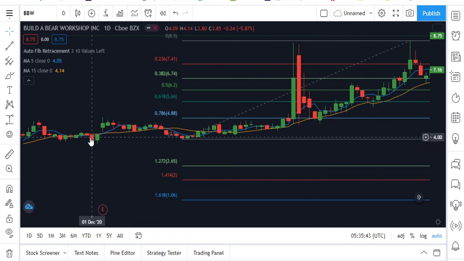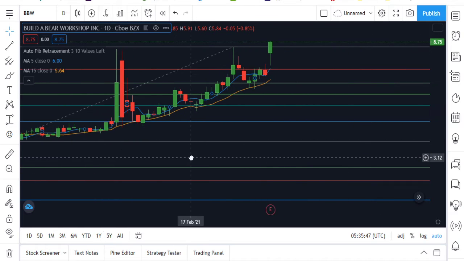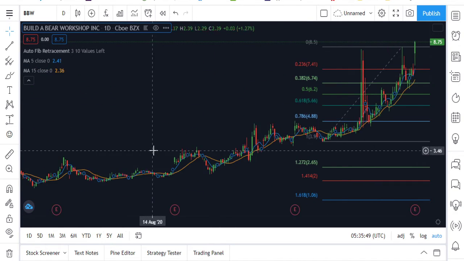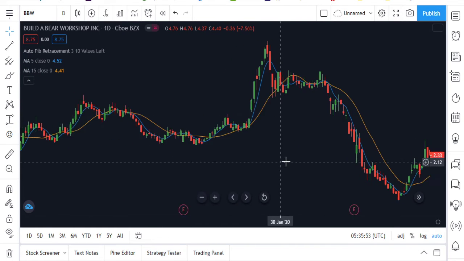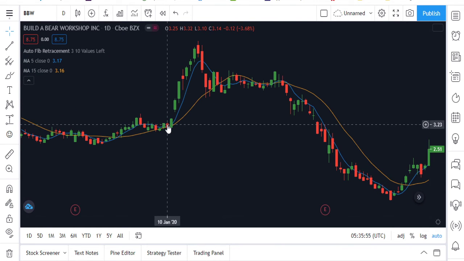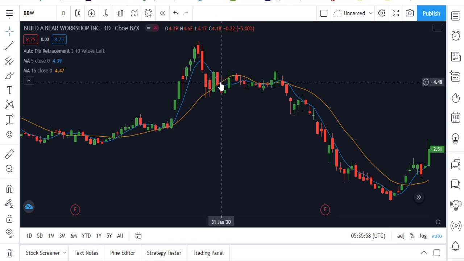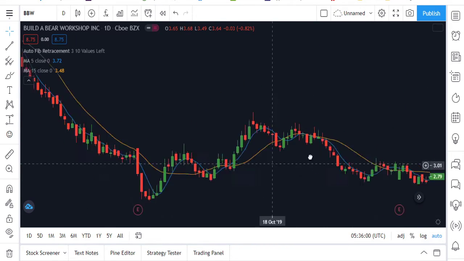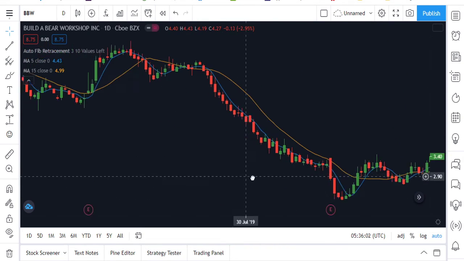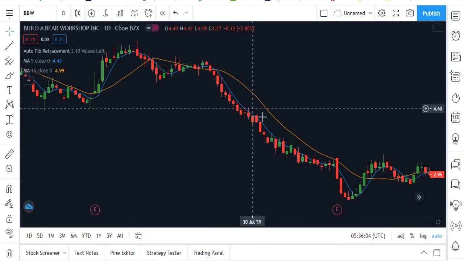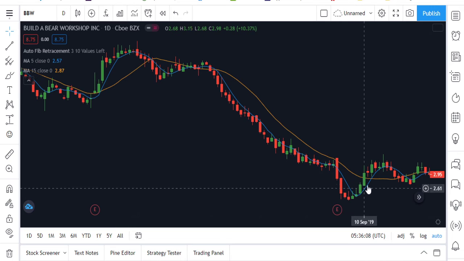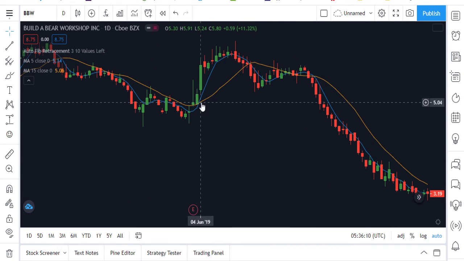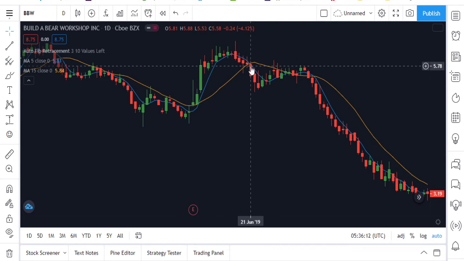I wouldn't really trade in between these. I would wait for a bigger move. If you were to zoom out, I would probably trade this right here, like buy it here, sell it there, or I want a big fluctuation. Like if you were to sell it right here and buy it when it starts getting green again, or buy it right here, sell it there.